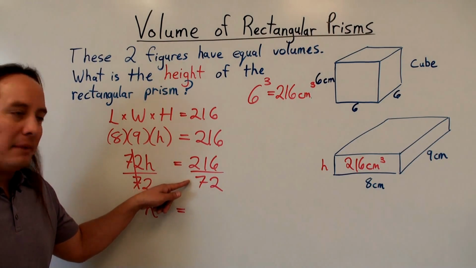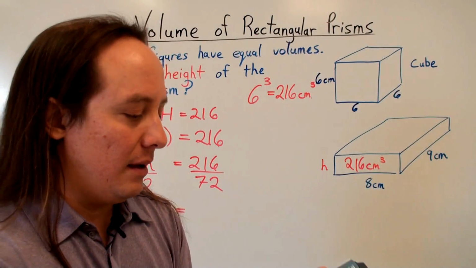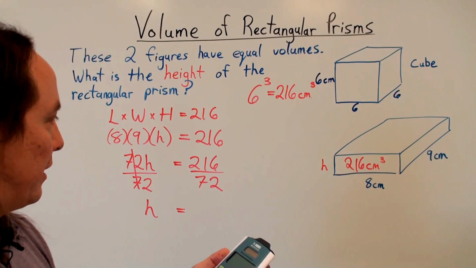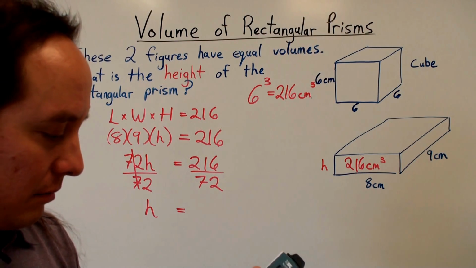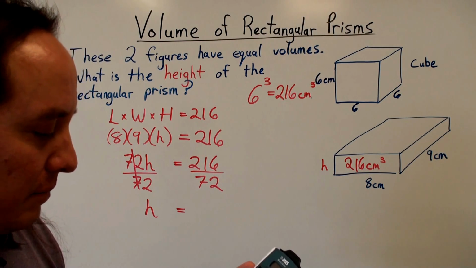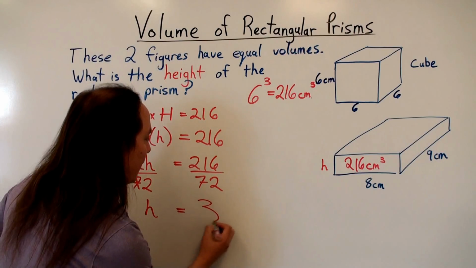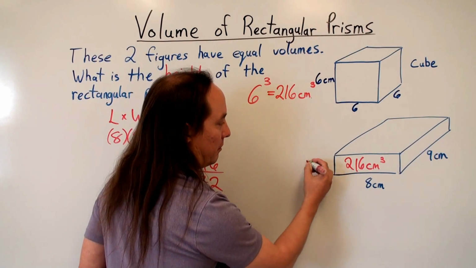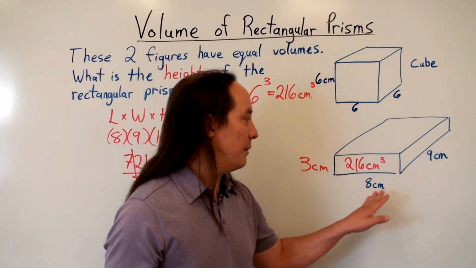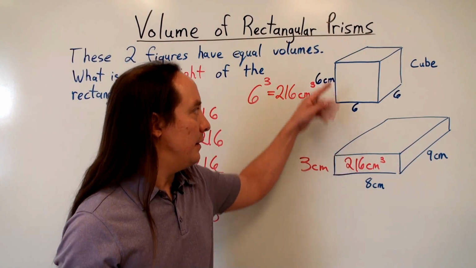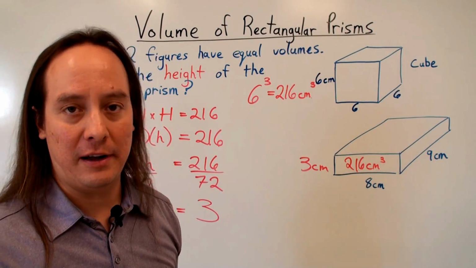All right, so I'm going to go ahead and get my calculator out and do this division. 216 divided by 72. I think you guys know how to do that, so I'm not going to show you. I'll just be a little bit quicker about it here. 216 divided by 72 is going to be equal to... I didn't do that right. Sorry. Okay, it's equal to 3. So the height of this rectangular prism is 3 centimeters. And if you were to multiply 9 times 8 times 3, you'll get 216. And that fits the formula. I mean, that fits the same equal volume for the two different figures.